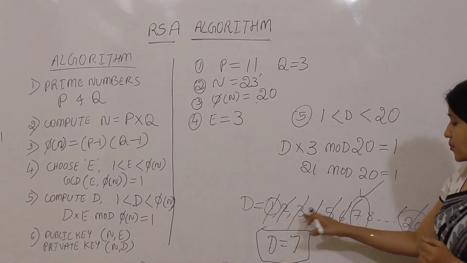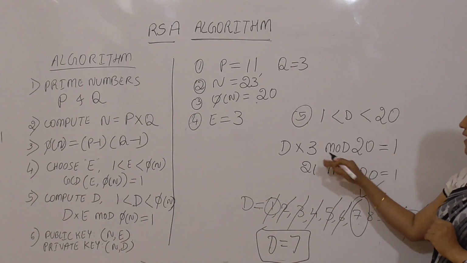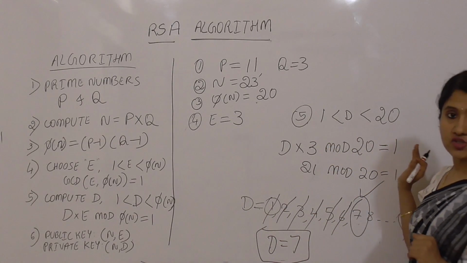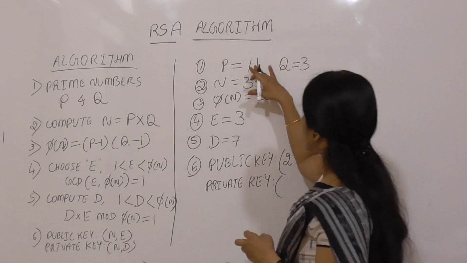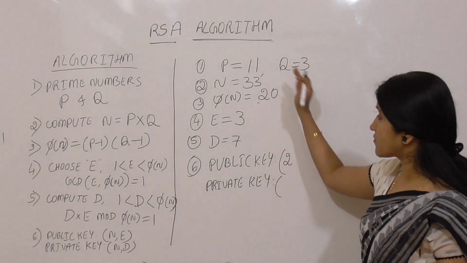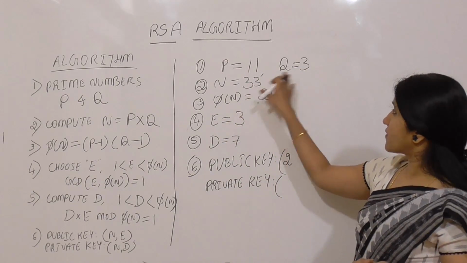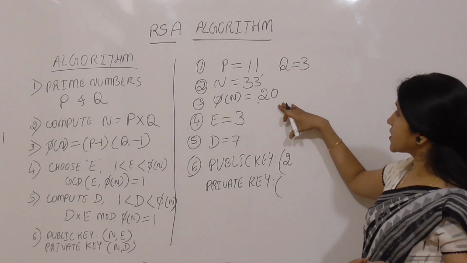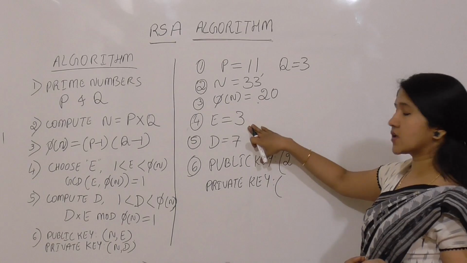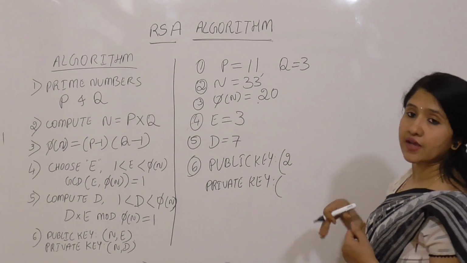So how did I get it? I kept on testing each and every value in this range. Here I have written all the values I have computed: P is 11, Q is 3, N is equal to 33, phi of n is 20, E is 3, and then D is 7.